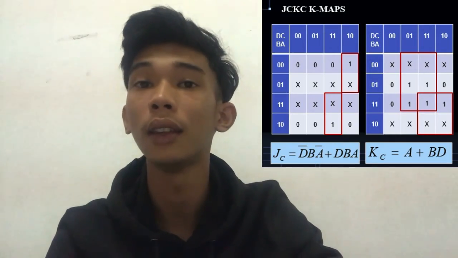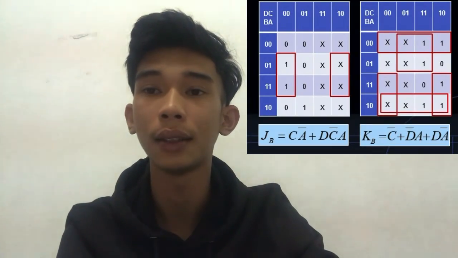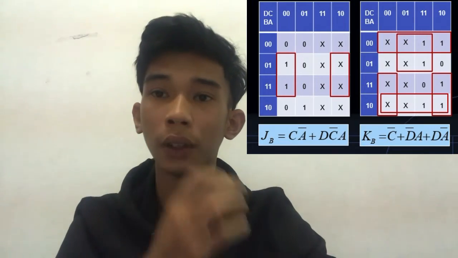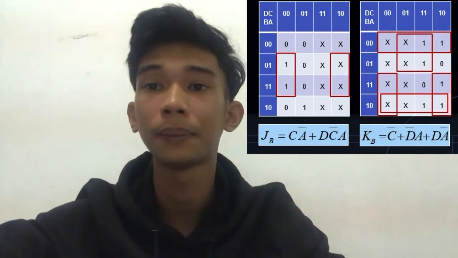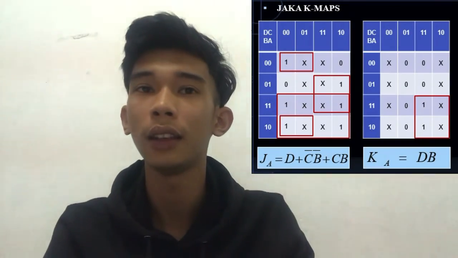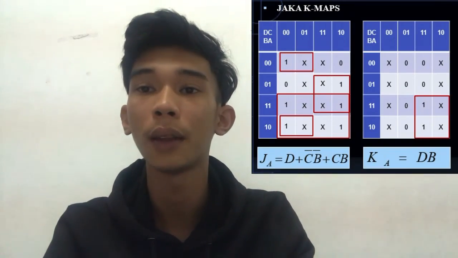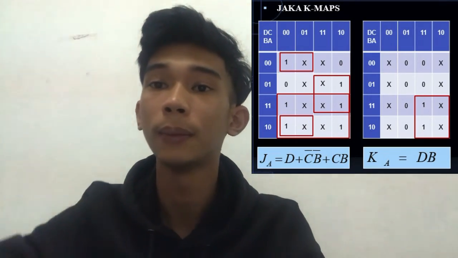So for the JC is D prime B A prime plus DBA. For the KC is A plus BD. For the JB KB is C A prime plus D C prime and A. For the KB, C prime plus D prime times A plus D A prime. For the JA is equal to D plus C prime B prime plus CB. For the KA is DB.